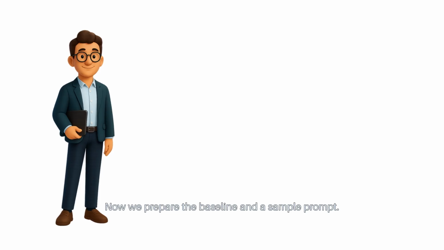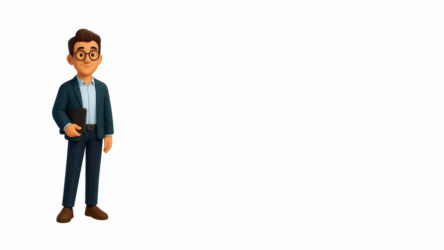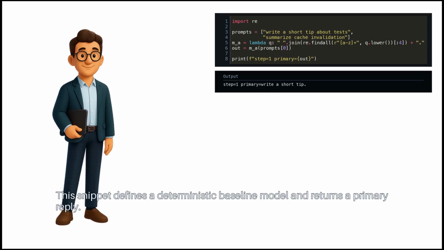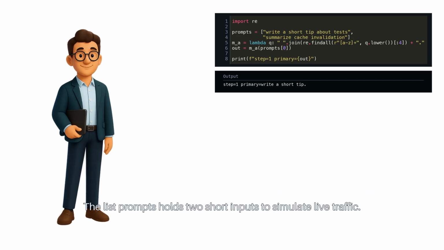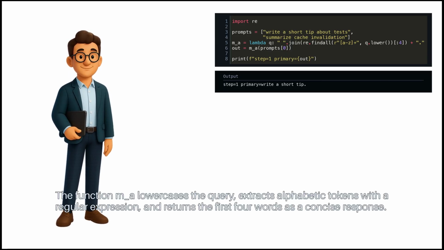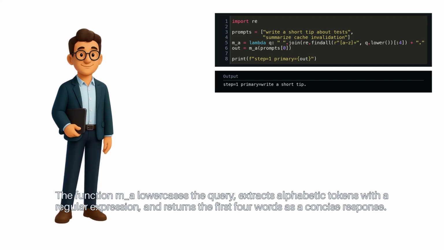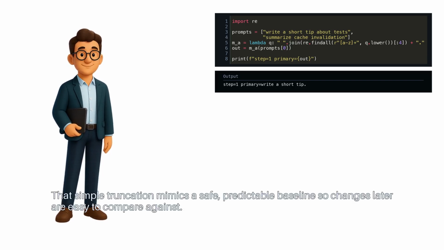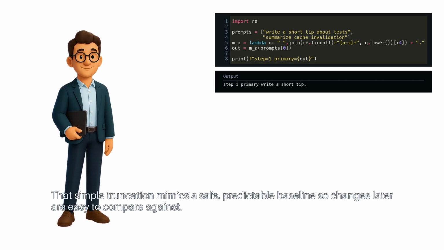Now we prepare the baseline and a sample prompt. This snippet defines a deterministic baseline model and returns a primary reply. The list prompts holds two short inputs to simulate live traffic. The function MA lowercases the query, extracts alphabetic tokens with a regular expression, and returns the first 4 words as a concise response. That simple truncation mimics a safe, predictable baseline, so changes later are easy to compare against.